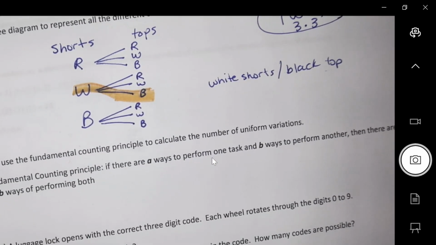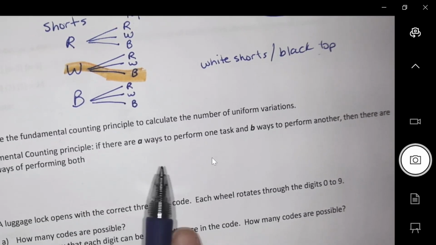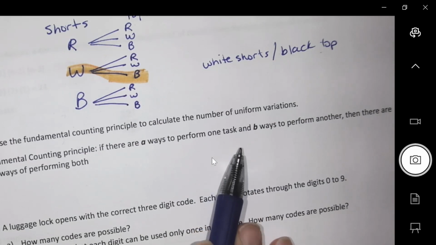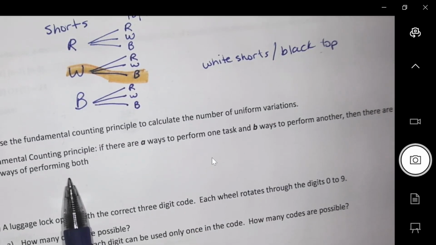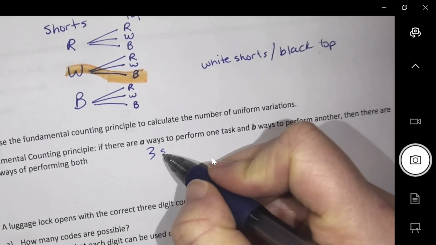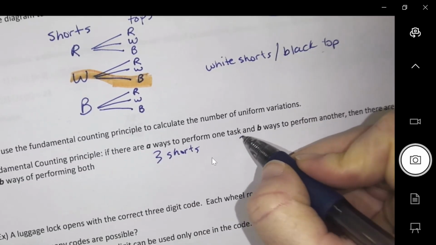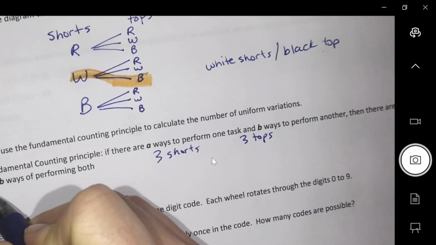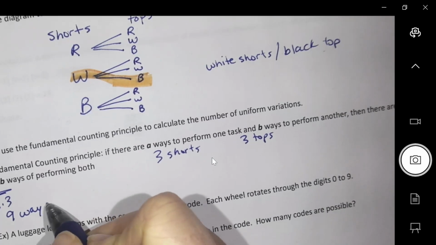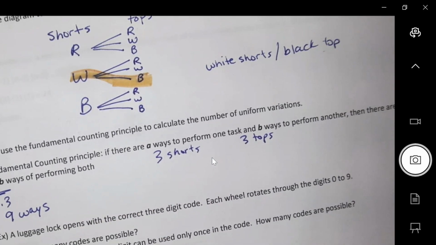So this is basically a fundamental counting principle. If there's A ways to do one thing and B to do the other, the total would be A times B. So that's what we just did. 3 shorts, 3 tops. So 3 times 3, there was 9 ways we could wear them. Okay, so that's kind of the understanding of that.